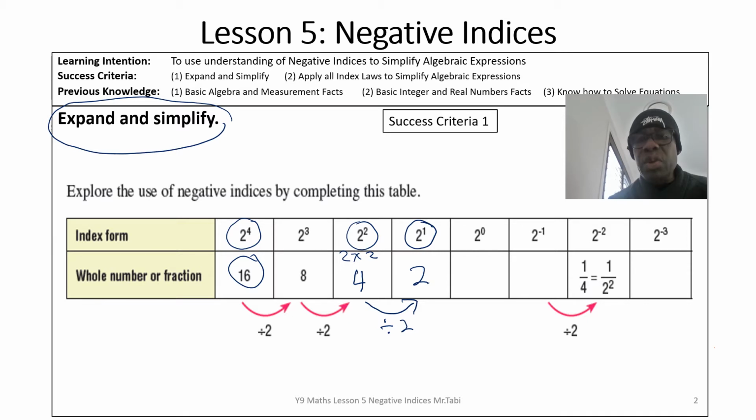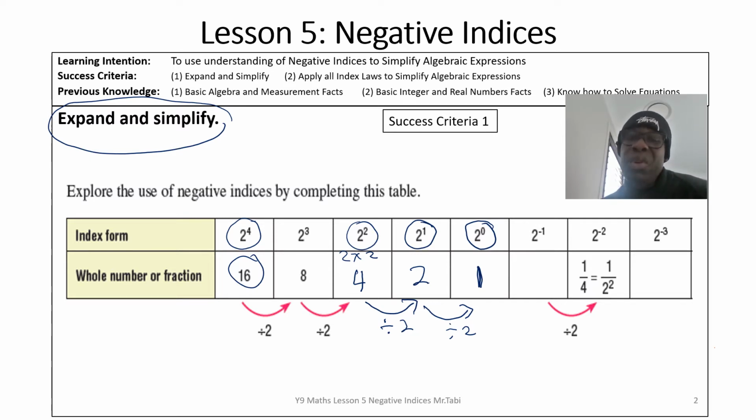And as we saw with the 0 power, we know that we divide again by 2 because that's the pattern and we don't expect the pattern to stop. So because 16 divided by 2 gave us 8, divided by 2 gave us 4, 4 divided by 2 gave us 2. So 2 divided by 2 gives us what? 1. And so we do know that 2 to the power 0 is 1.